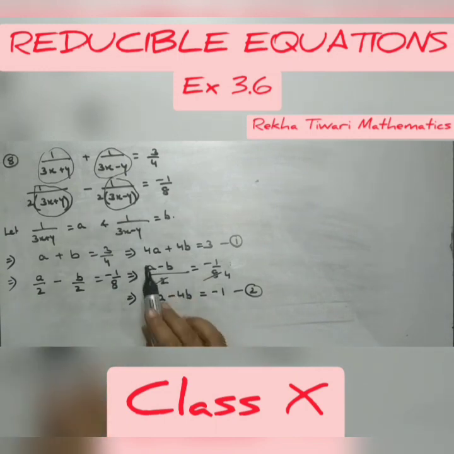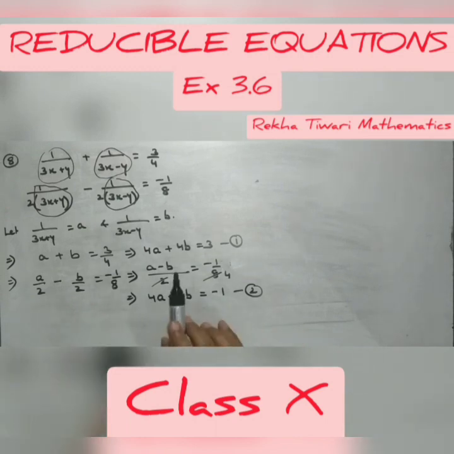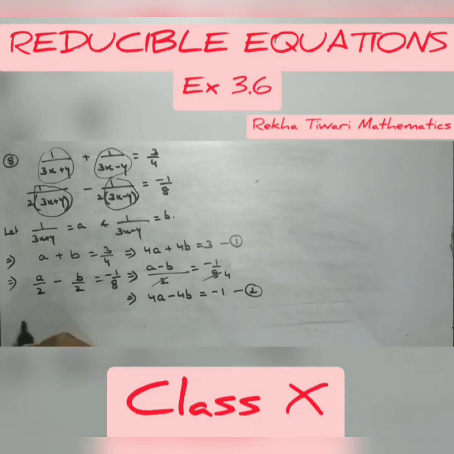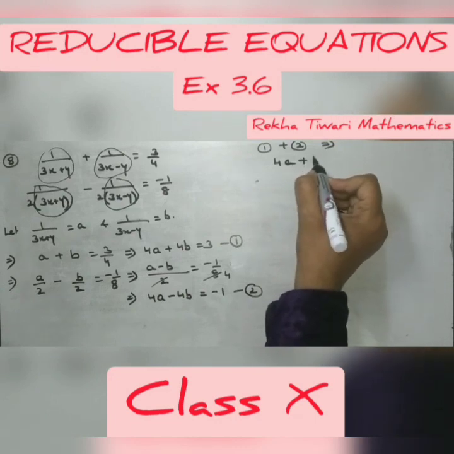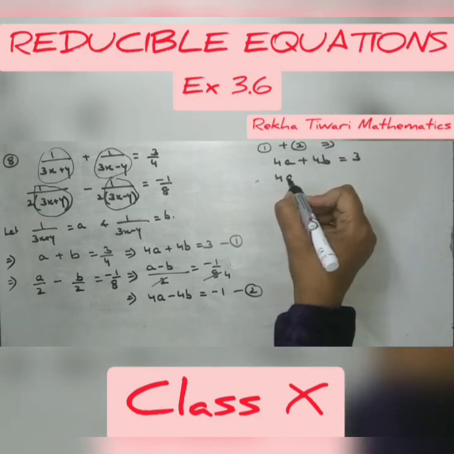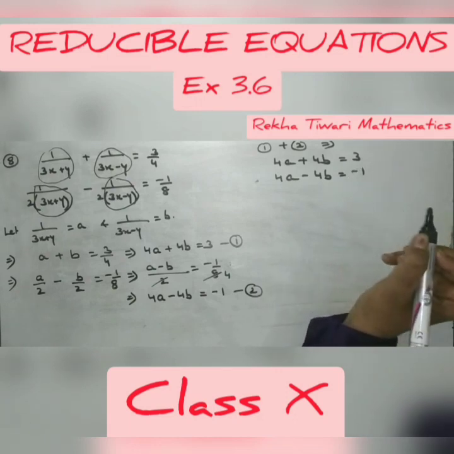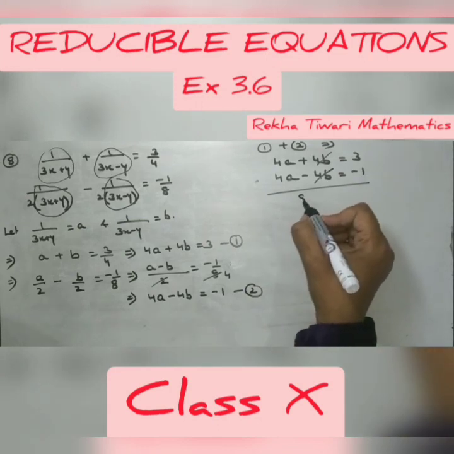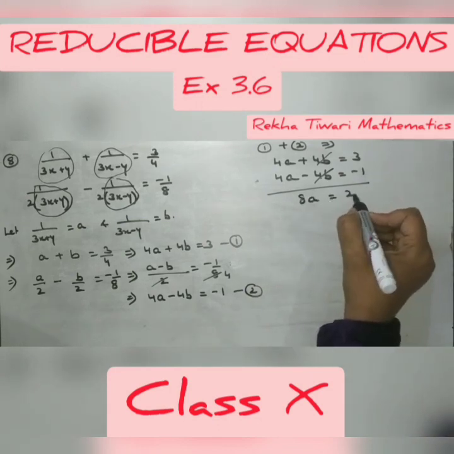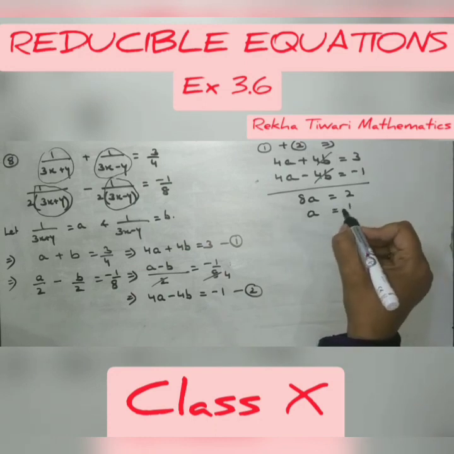Now the coefficients are same. If you check the coefficient of a, it is also 4. If you check the coefficient of b, again 4. But either you have to add or subtract. It depends. If you are adding, b will eliminate. If you will subtract, the a will eliminate. So let us add. Equation 1 plus 2 implies 4a plus 4b equal to 3, and the second one is 4a minus 4b equal to minus 1. So if I am going to add this, 4b cancels minus 4b. This is 8a equal to 3 minus 1, which is 2. So a is 2 by 8, that is 1 by 4.